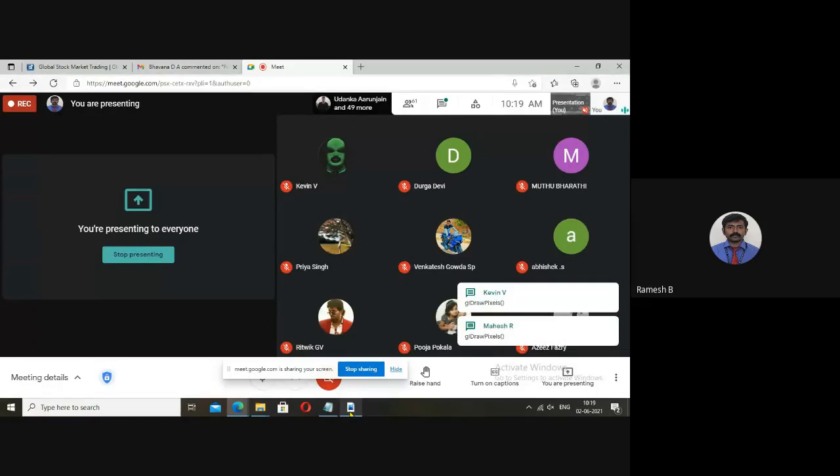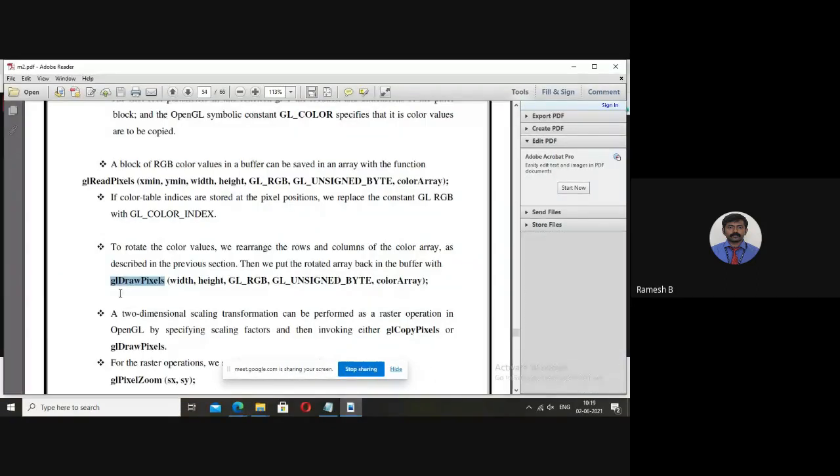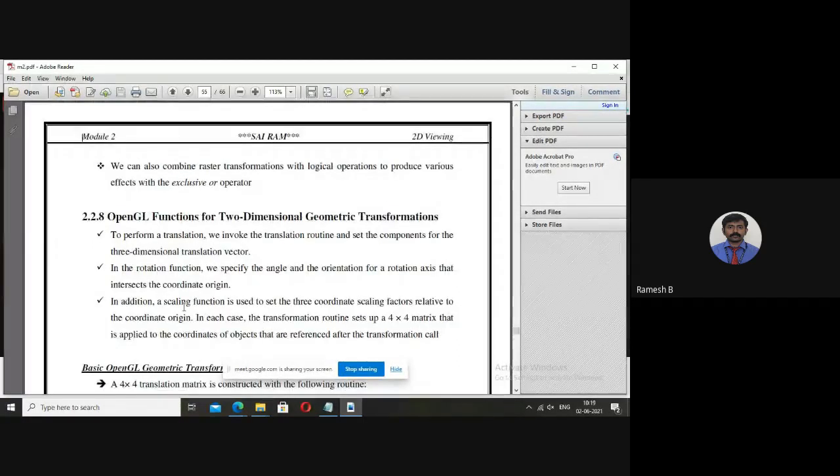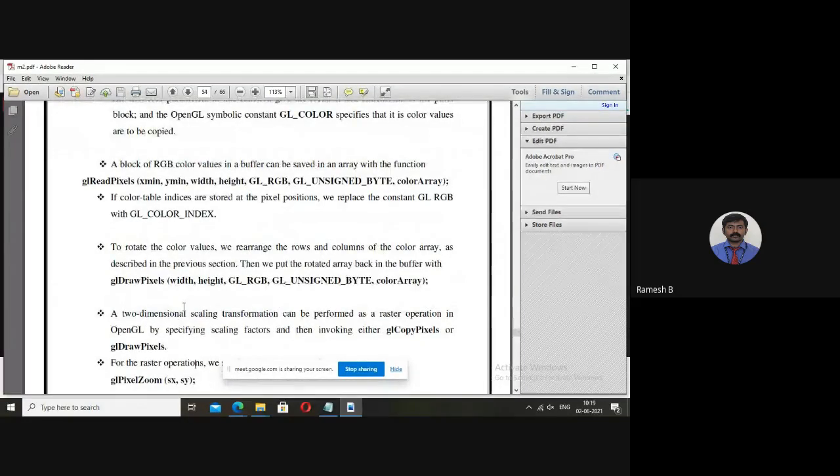Now the next method is pixel zoom. If you want to increase the size or reduce the size, it is done by using pixel zoom. We need to mention the scaling factor for x and the scaling factor for y.